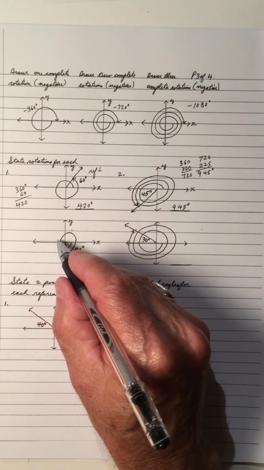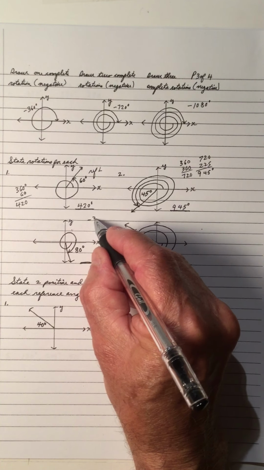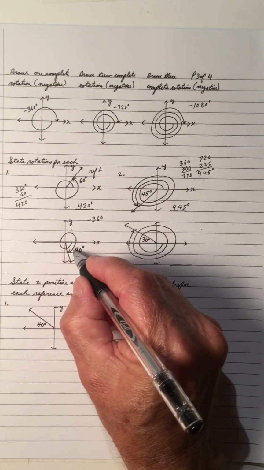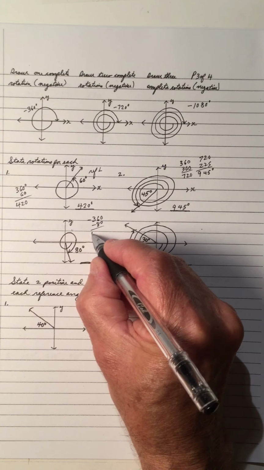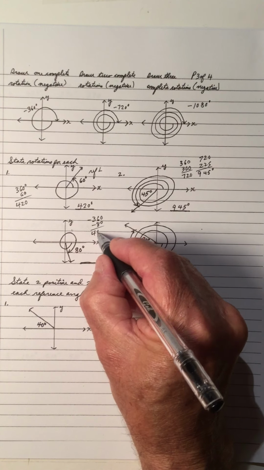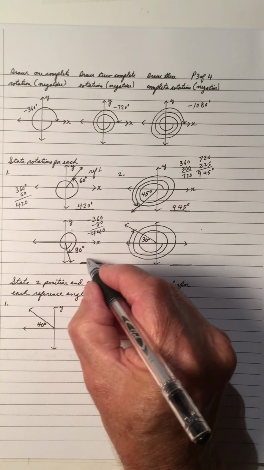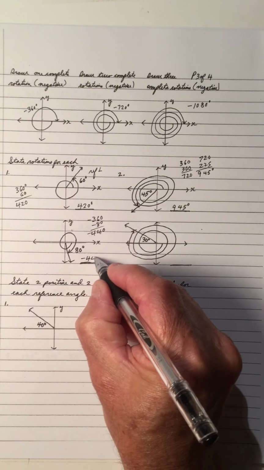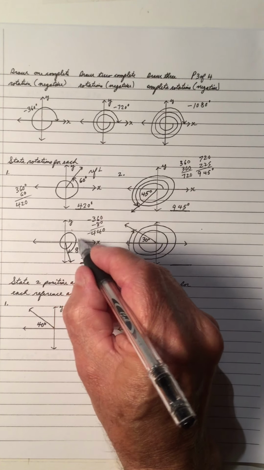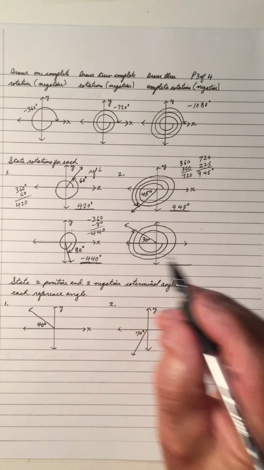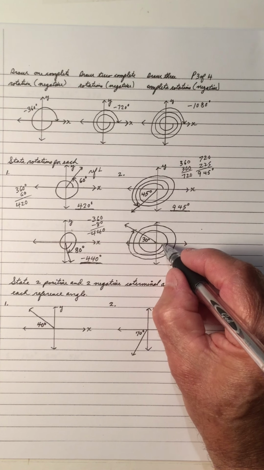And now we have a negative rotation here, so we have a negative 360. The reference angle is 80, so it's a negative 80. So it's a negative 80 and 360, so that's a negative 440 degrees because you're going clockwise. Reference angle is 80.